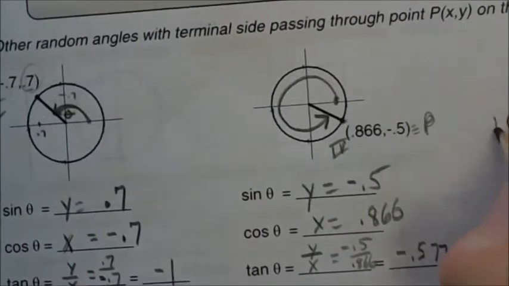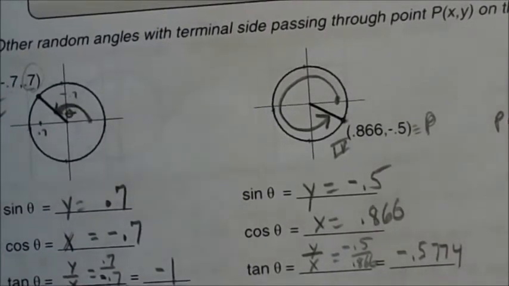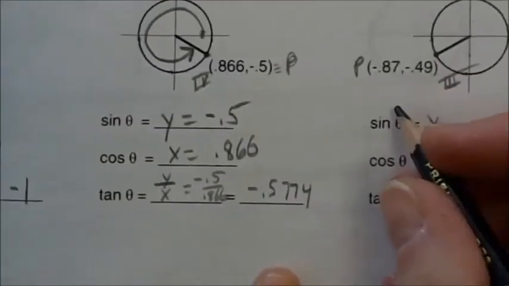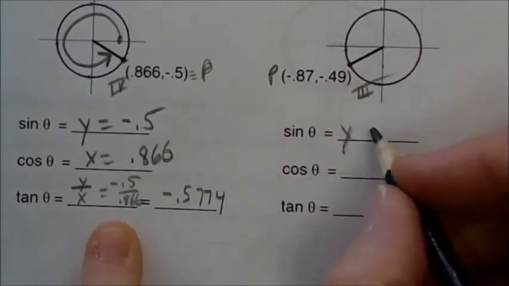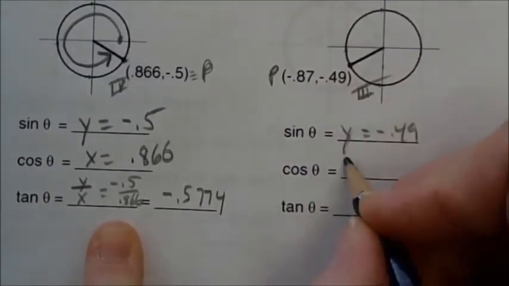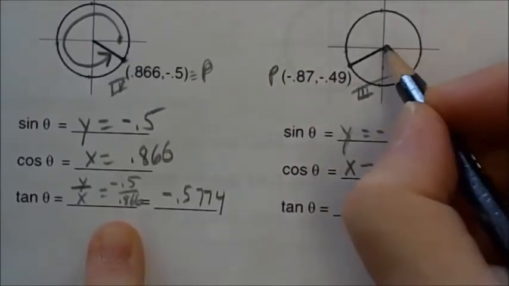Now over here we have another point P on the unit circle. This point is in quadrant 3. Well, the sine is the y value. This y value is negative 0.49. The cosine is the x value. The x value is negative 0.87. And that makes sense, hopefully.